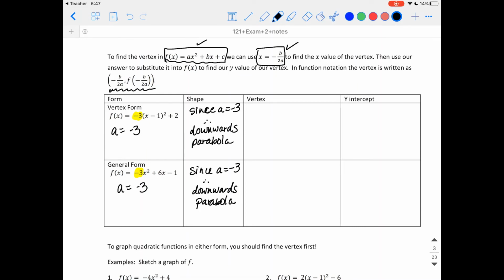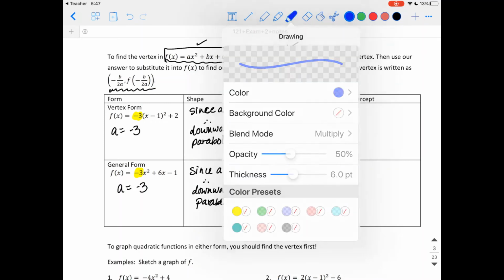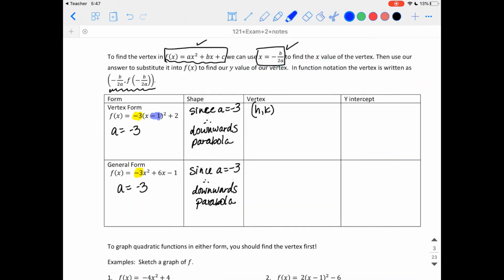So the vertex. The vertex in the vertex form is h comma k. So it's the opposite of whatever the h is. So on this one, because we have this minus 1, then our h is going to be the opposite. It's going to be a positive one. And because we have this plus 2, our y value is exactly whatever that is. And so there's our vertex, 1 comma 2.